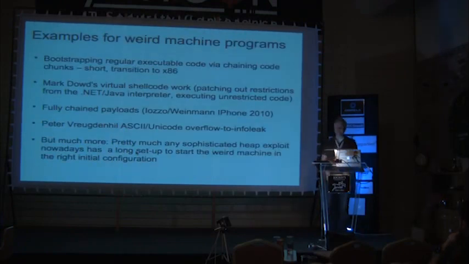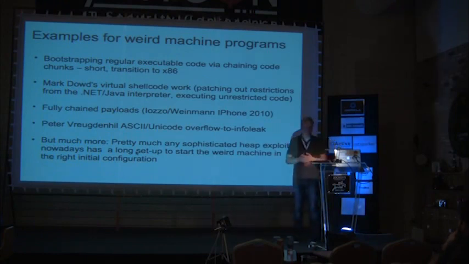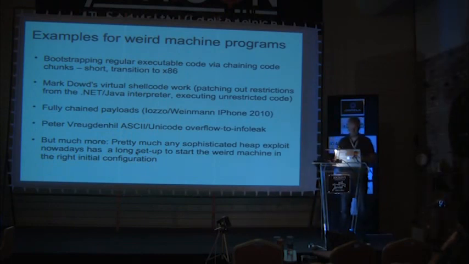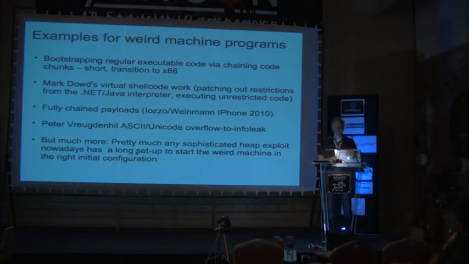So what are real-world examples of people doing weird machine programming? Well, if you chain a bunch of code chunks together and then bootstrap into regular x86 code, this chaining of a bunch of chunks, like wrapping essentially, is a form of weird machine programming. But there's other things. Mark Dowd, a couple of years ago, had an interesting way of exploiting a memory corruption, where he essentially patched out the restrictions in the Java interpreter or .NET interpreter or whatever. A full ROP payload is a weird machine program.